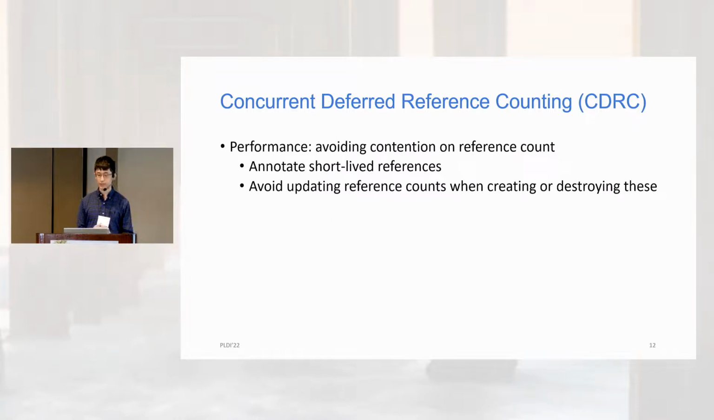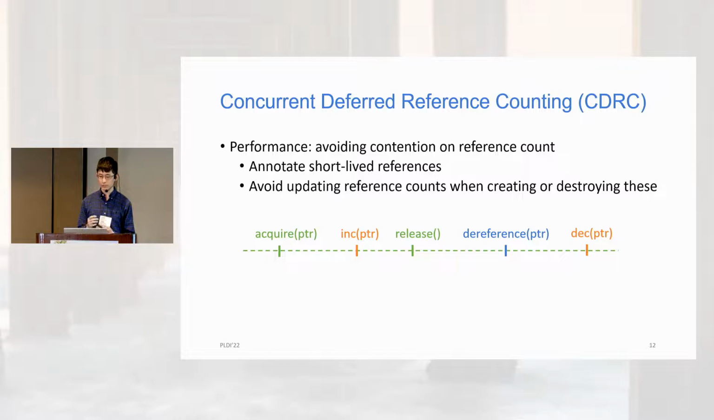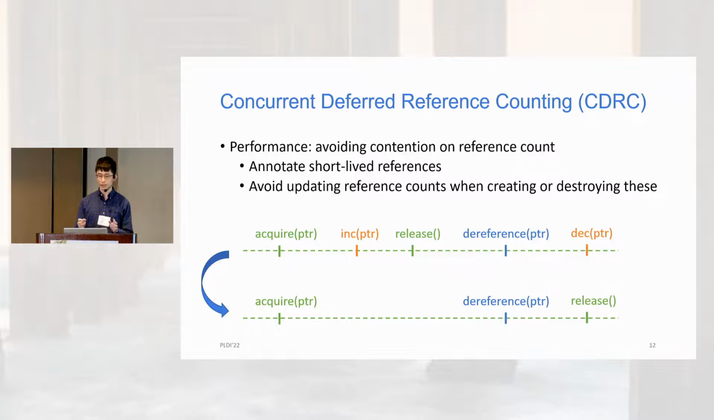For the second challenge, to get good performance, it's important to avoid having too much contention on the reference count. CDRC lets users annotate which pointers are short-lived, and for these pointers, it doesn't change any reference counts at all. Usually, to dereference a pointer, you have to first acquire it, increment its reference count, and then release it. But for short-lived references, you can just protect it the entire way using acquire and release, and you can safely access it in between. CDRC implements acquire and release using an approach similar to hazard pointers.